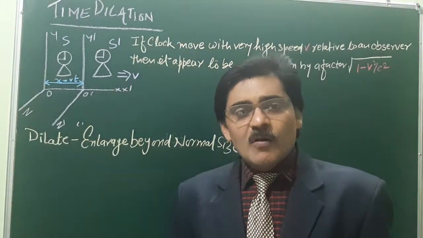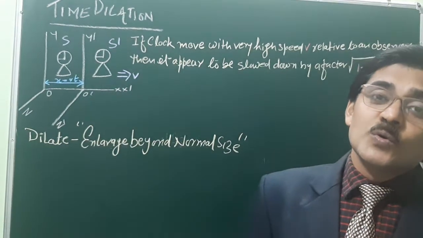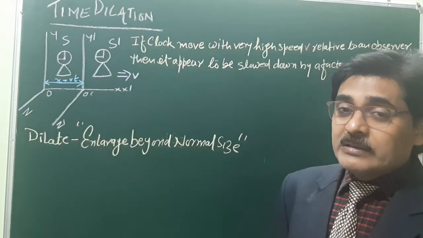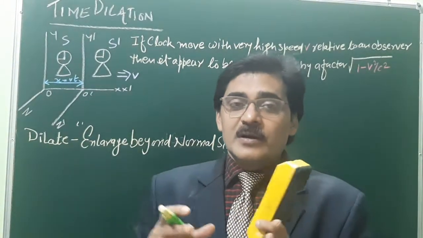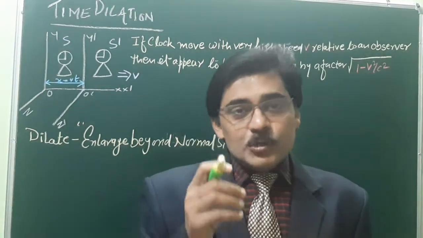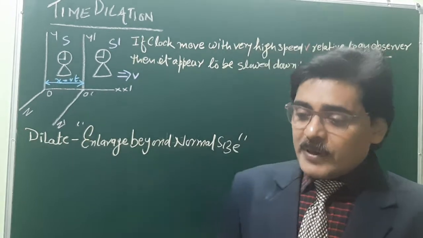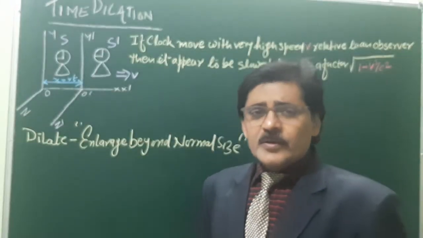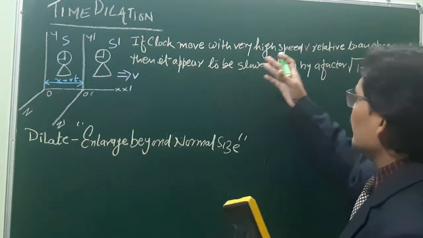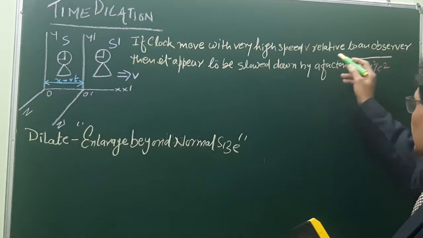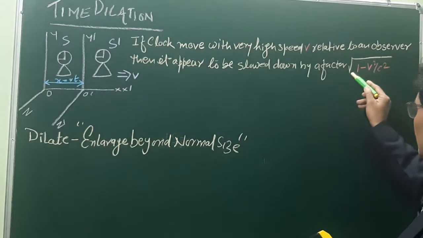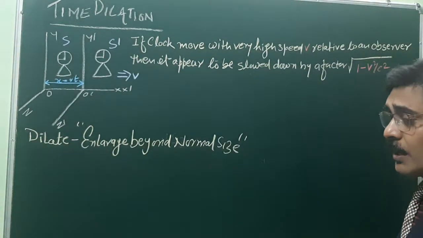As per the assumption of relativity, time is also not absolute, it is also relative. It is found that a moving clock in a spacecraft appears to tick at a slower rate compared to the stationary state. So this is the simple definition. If the clock moves with very high speed relative to an observer, then it appears to slow down by the factor under root 1 minus v square upon c square.